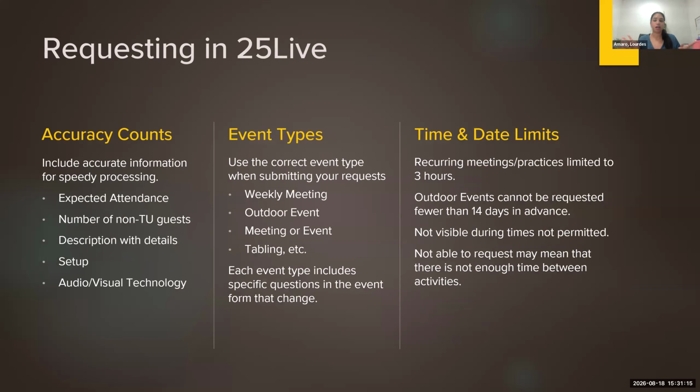Requesting in 25Live: accuracy counts, and that's a big thing. So please make those counts and numbers, and descriptions of what you're asking for, as exact as you possibly can to what you really need in that space. Want to make sure we're requesting the correct type of event. So I explained to you what those are. Want to make sure we're putting in those categories correctly when you're going through there. The time and date limits: we talked about that a little bit, but it will prompt you and say which ones are permitted and which ones aren't. So when you're requesting those, make sure it falls within those time limits and deadlines.